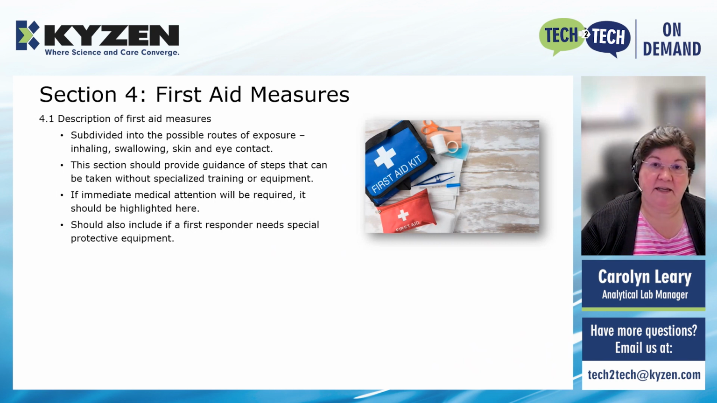It's divided into how the person may have come in contact with it. Did they inhale it? Did they swallow it? Get it on their skin or eyes? And information here should be what a person can do without having special medical training or needing special equipment. What can be done right away to help a person who's gotten some of this on them or in them.